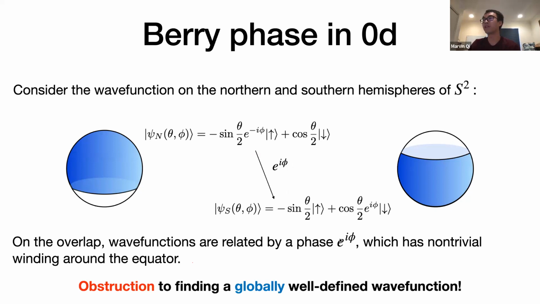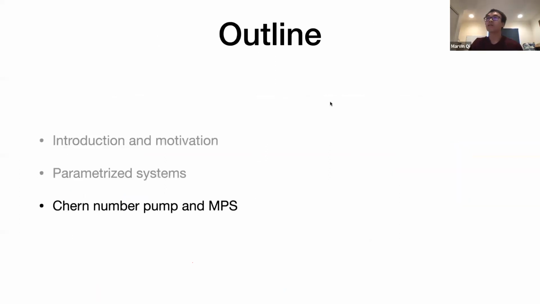And the reason is that if I did have a globally well-defined wave function, the transition function could be taken to be trivial, and that would have no winding number. And you can't go between winding number 0 and winding number 1 continuously. And this is just another way of saying that the Chern number is 2π. Okay, so that was the simplest example of a parameterized system, and that was in 0 dimensions.